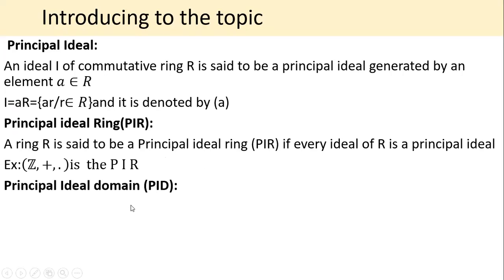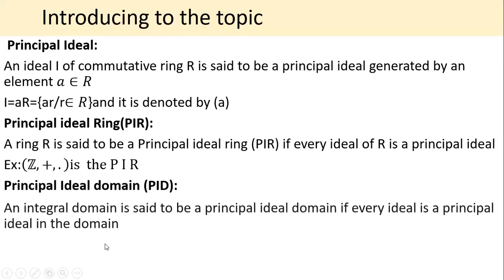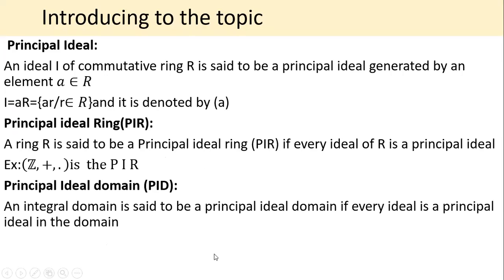The principal ideal domain. An integral domain is said to be a principal ideal domain if every ideal in the domain is a principal ideal. For example, Z comma plus comma dot is a principal ideal domain. Next, we see the remark.